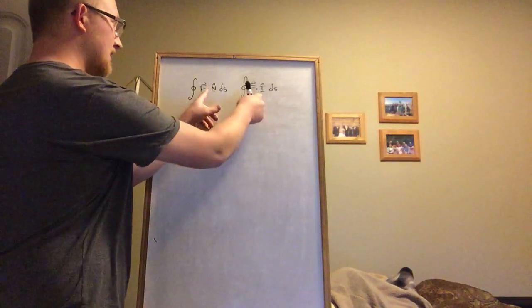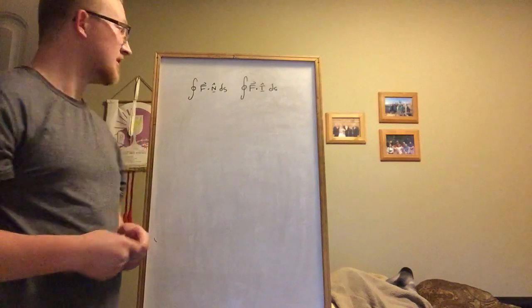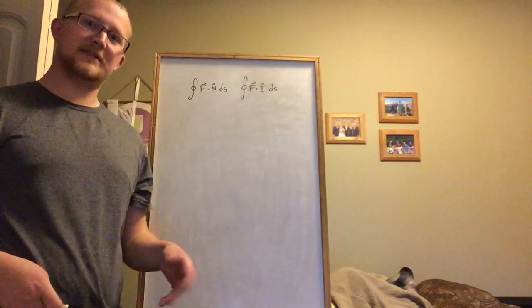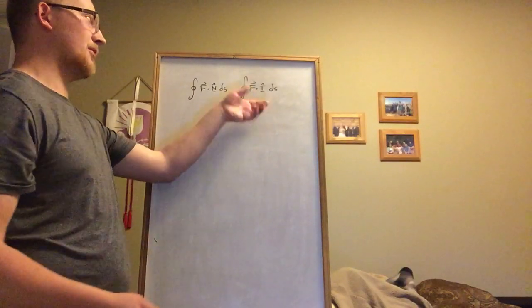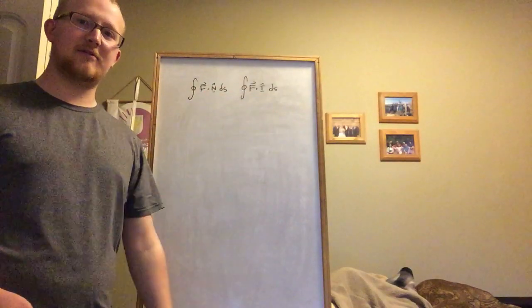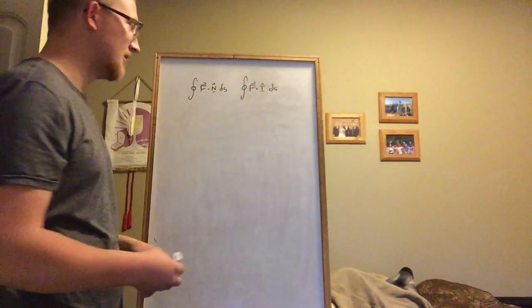Of course, that dot product makes a lot of difference because n and t are at 90 degrees to each other. So you could say that when you have perfect flux, you have no circulation. When you have no circulation, you have perfect flux, and so on and so forth.